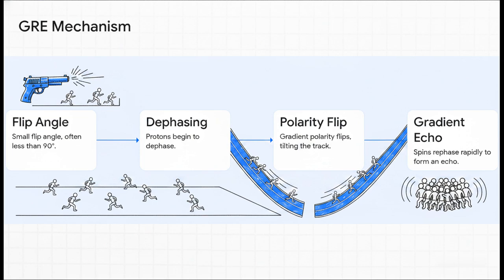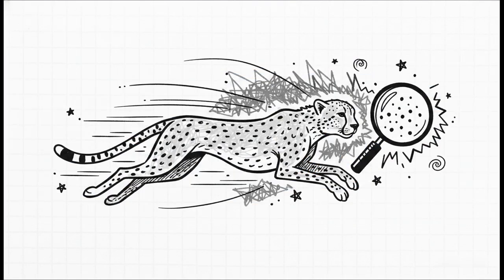But instead of a coach stopping them and turning everyone around, we basically just tilt the track downhill and then violently tilt it back uphill using magnetic gradients. This physical tilt forces them back together incredibly fast. Since we're not sitting around waiting for a 180-degree RF pulse to do its job, gradient echo allows for incredibly fast image acquisition. Shorter TR, shorter TE.